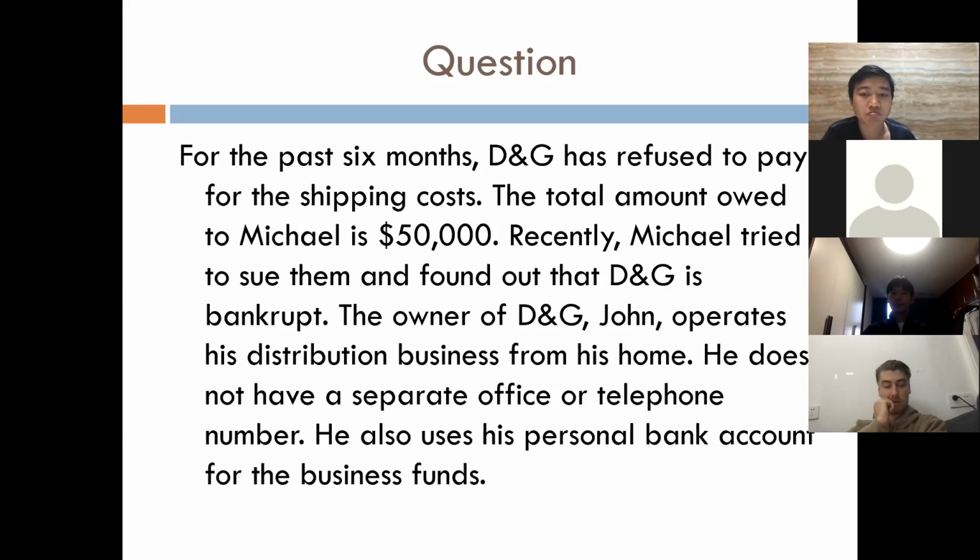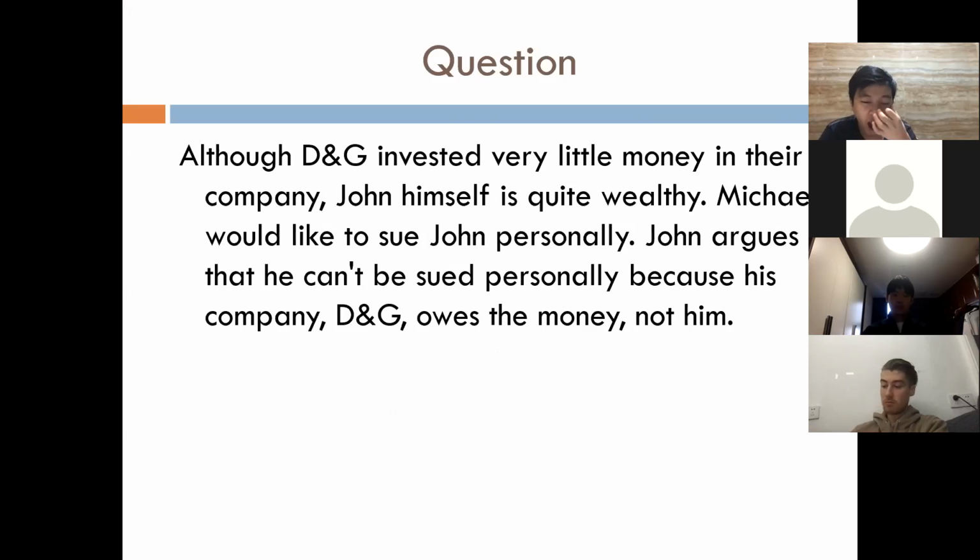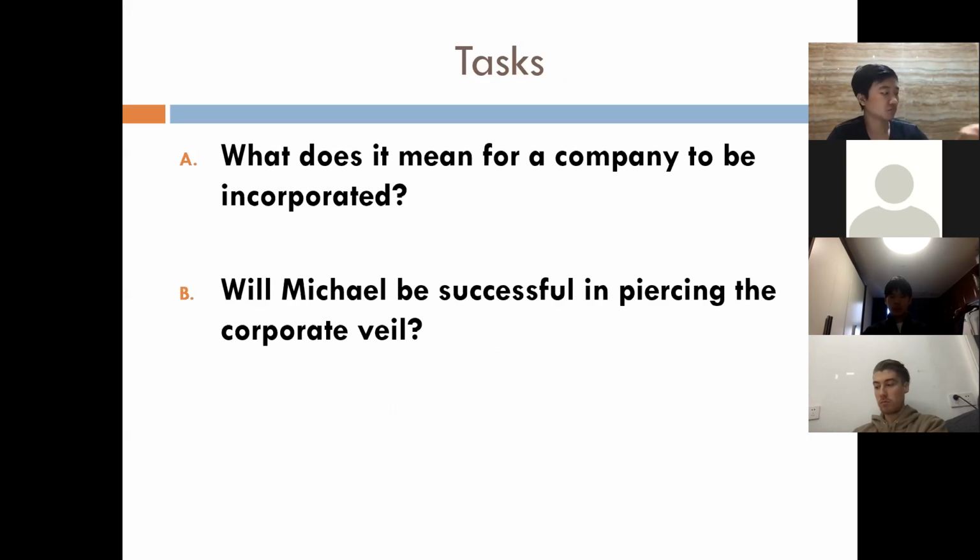Recently, Michael tried to sue them and found out that D&G is bankrupt. The owner of D&G, John, operates his distribution business from his home. He does not have a separate office or telephone number. He uses his personal bank account for the business funds. Although D&G invested very little money in their company, John himself is quite wealthy. Michael would like to sue John personally. John argues that he can't be sued personally because his company, D&G, owes the money, not him. Okay, so 2 questions. Number 1, what does it mean to be incorporated? And number 2, can he pierce the corporate veil?